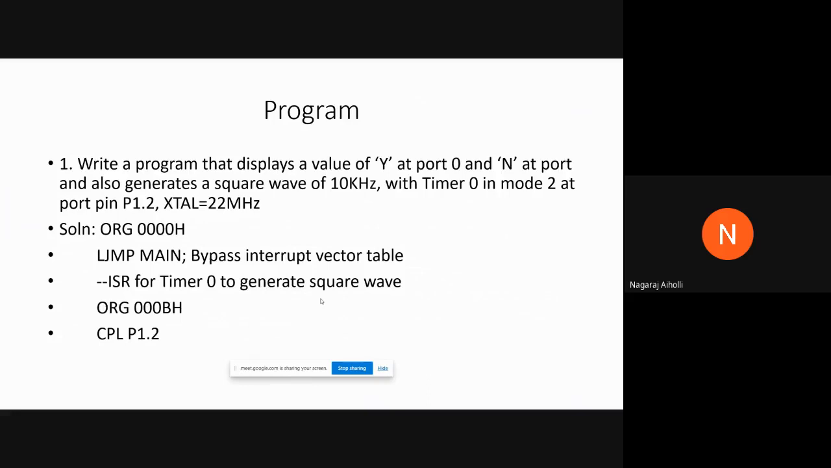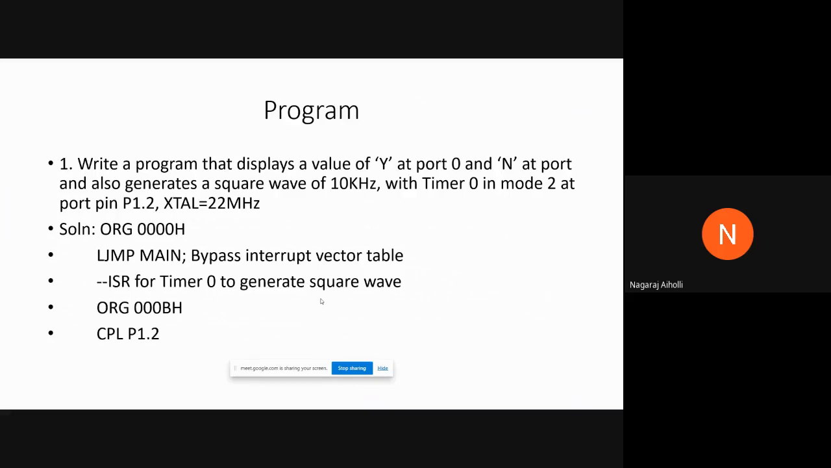We are supposed to write a program that stores the letter y at port 0 and the letter n at port 2, and it should also simultaneously generate a square wave of the frequency 10 kilohertz using timer 0 in mode 2. Mode 2 is auto reload timer. We have to generate the square wave on the port pin P1.2, assuming crystal frequency equal to 22 megahertz.